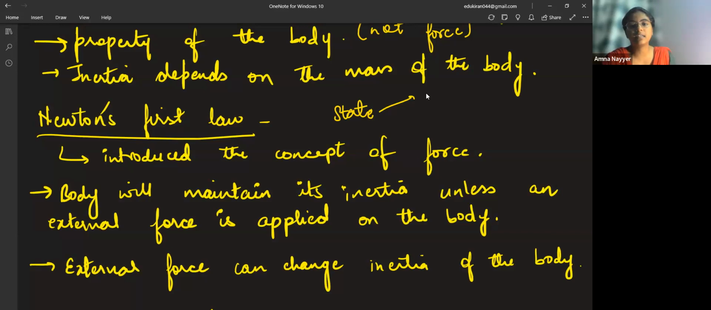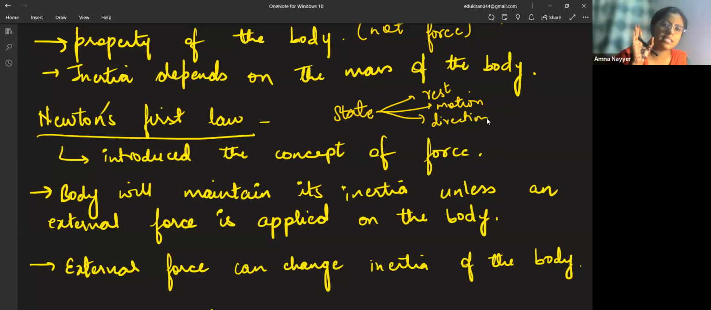State means either the direction, or the motion, or the state of rest. We say state of motion, we say state of a particular direction. So Newton's first law says that if a particular body has one fixed particular state, then the body will remain in that state only. In rest, it will remain in rest. In motion, it will remain in motion. In a particular direction, it will remain in a particular direction. Till when? Till the time a particular external force is applied on the body.